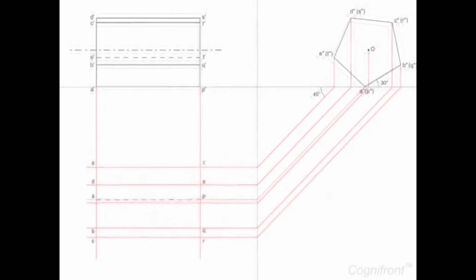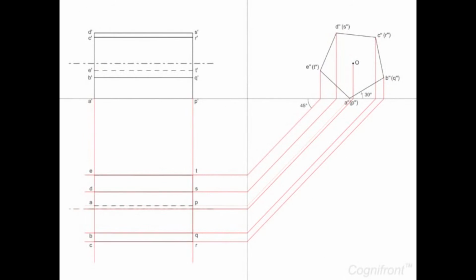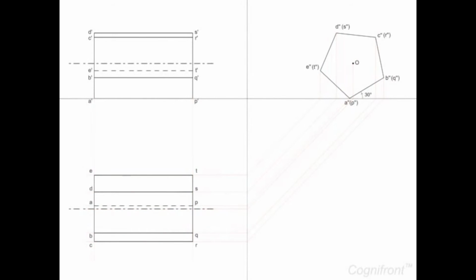Mark the intersecting points as T, S, P, Q, R and E, D, A, B, C. Here, the line AB is hidden. This will form the top view of the prism. Take a look at the entire construction of the prism.